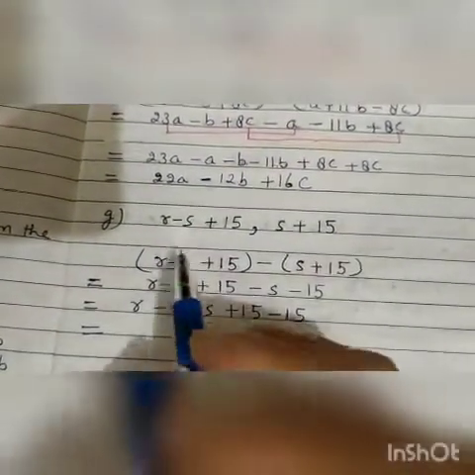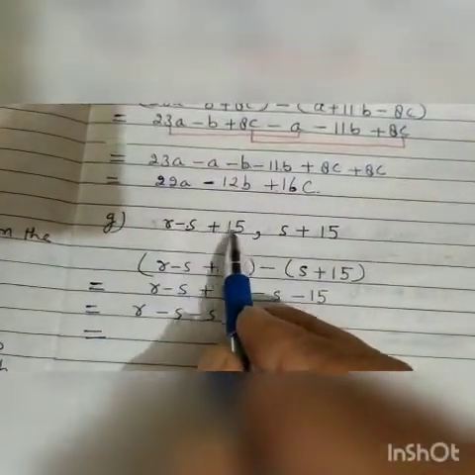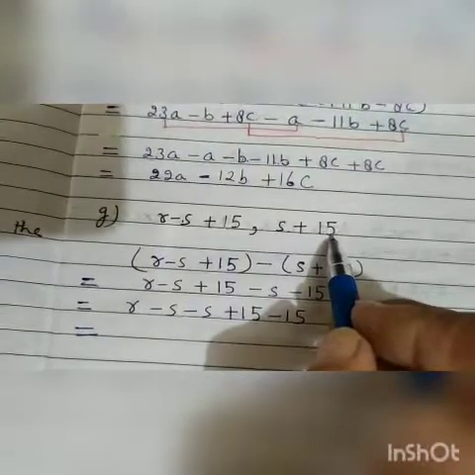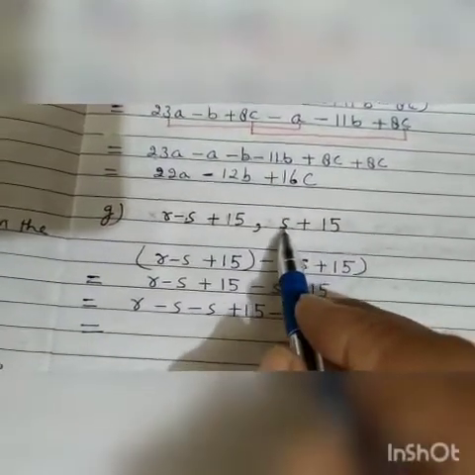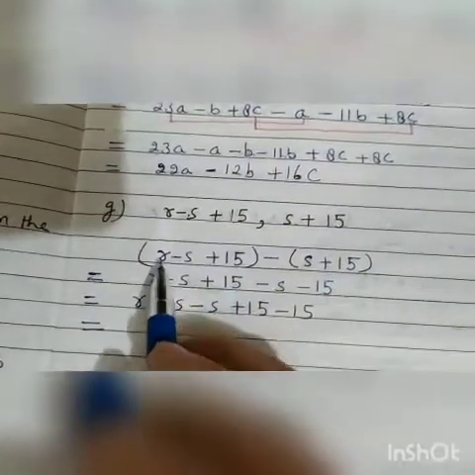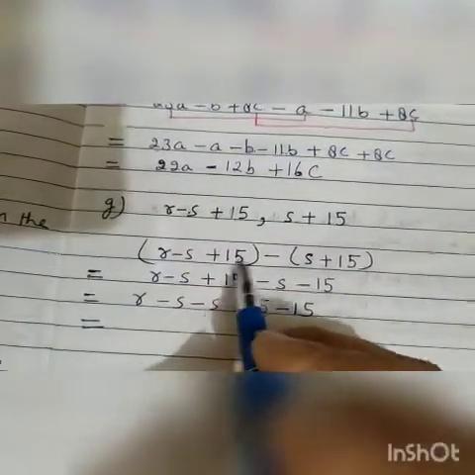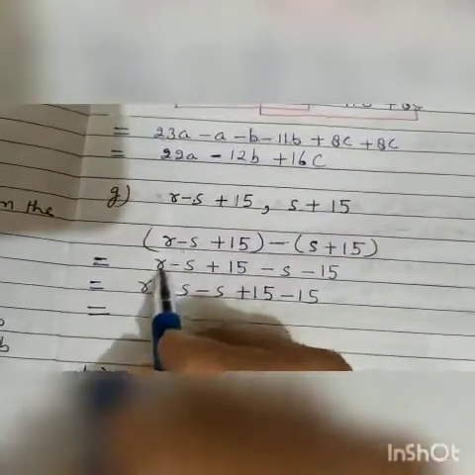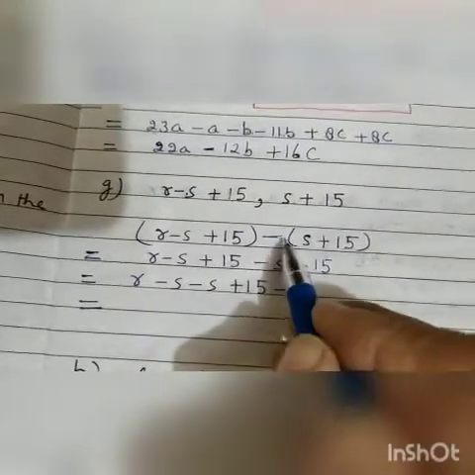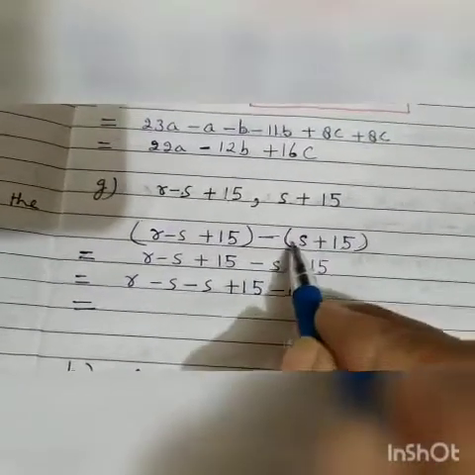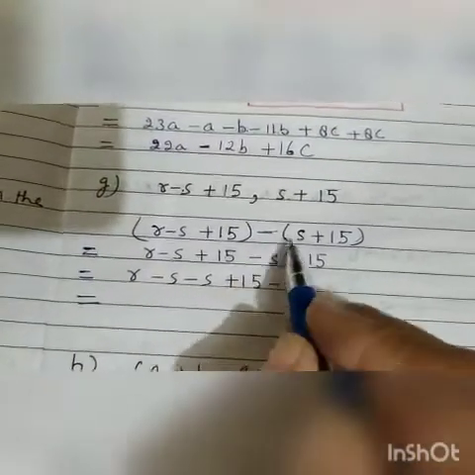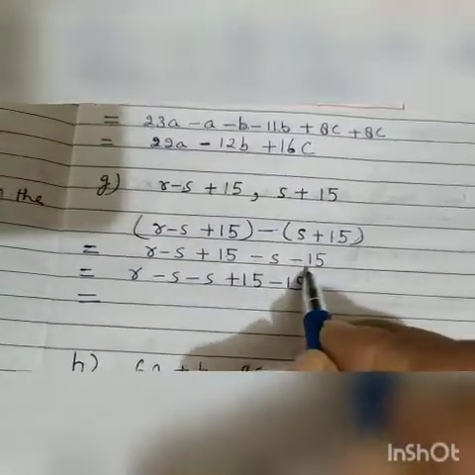Next G part. R minus S plus 15. This is first expression. S plus 15. It is second expression. So we have to subtract this second expression from the first one. R minus S plus 15 minus S plus 15. So this second bracket, we will remove this bracket and change this sign, because out of this bracket there is minus sign. It will be written as minus S minus 15.